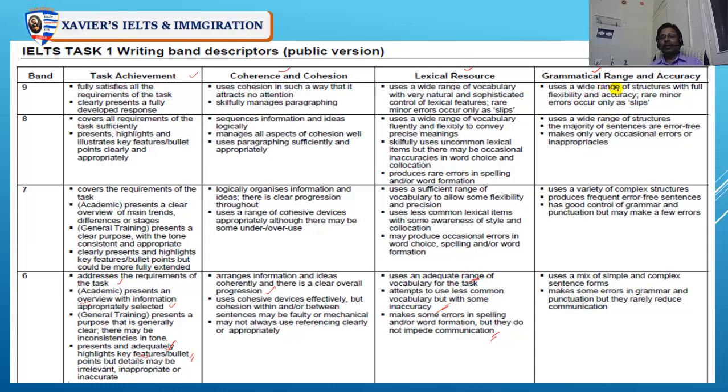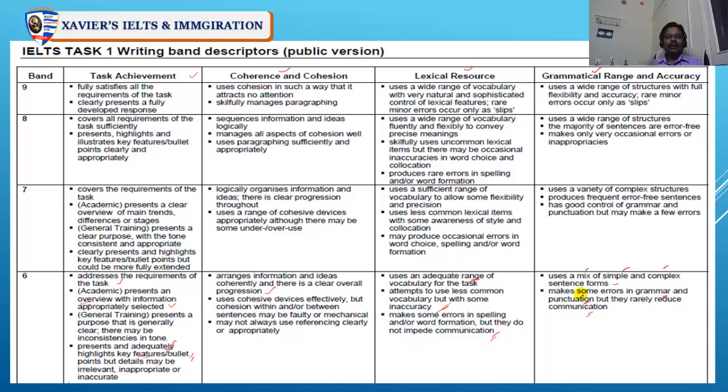Then for grammatical range and accuracy: uses a mix of simple and complex sentence forms, and makes some errors in grammar and punctuation. Punctuation marks means the use of commas or semicolons. You have made some mistakes while using commas and semicolons in your write-up, but they rarely reduce communication. If they are not affecting your communication, then you are going to get 6 for grammatical range and accuracy.